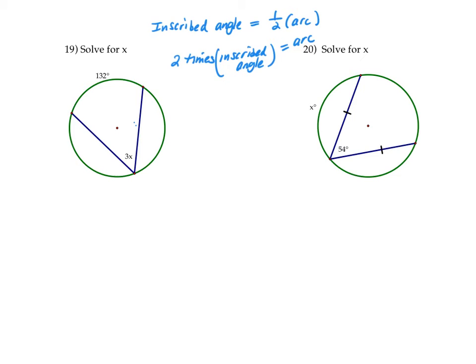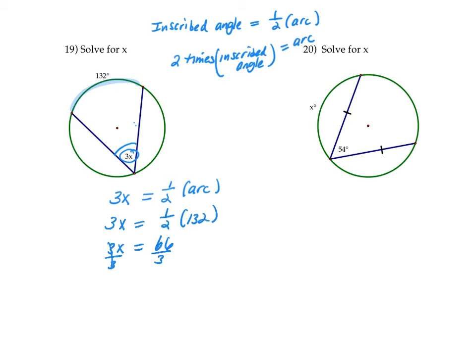In number 19, we have this angle marked with 3x. It's inscribed, so we have an inscribed angle, and it's going to be equal to 1/2 of its intercepted arc. Well, the intercepted arc is labeled as 132 degrees. So you get 3x is equal to 1/2 of 132. Half of 132 is equal to 66. And then take and divide by 3. So 66 divided by 3 gives us 22. So x equals 22.